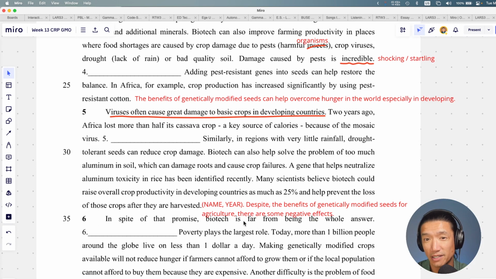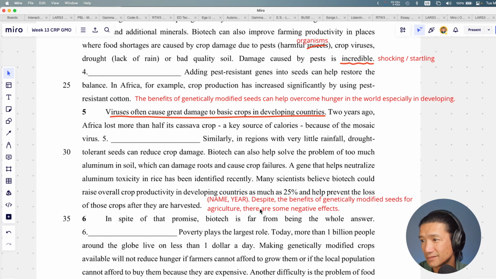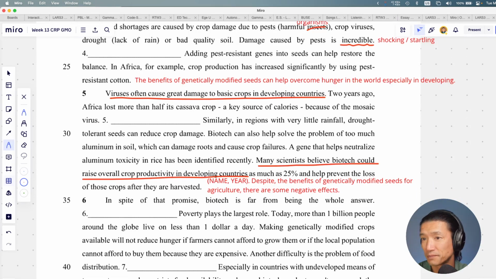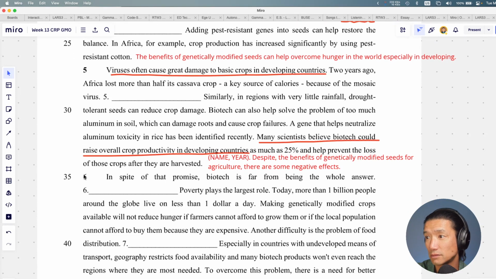And what are we going to be talking about in the next paragraph? It's far from being the whole answer. In spite of that promise, biotech is far from being the whole answer, right? I can see this one can be okay because I think this part is a conclusion. Okay, but we don't need that in as much as 25% part. That's fine. I would accept it. In spite of that promise, biotech is far from being the whole answer. Poverty plays the largest role. Oh. No, they're not talking about that.